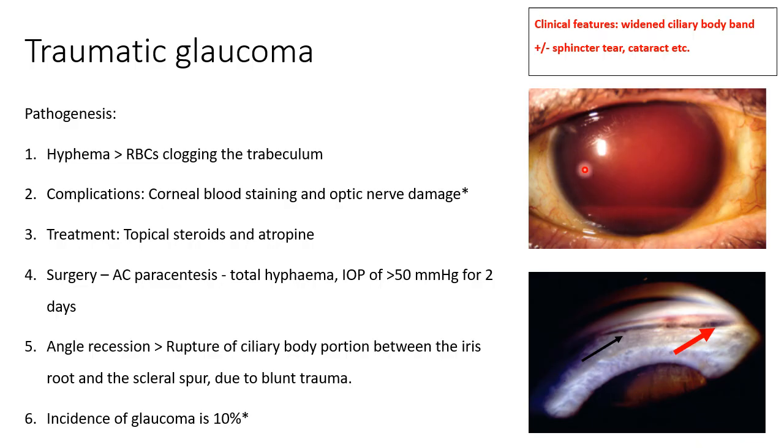So what happens in this case? There are RBCs clogging the trabeculum, causing a rise in IOP. What complications can happen if there is a very prolonged hyphema? It can cause corneal blood staining and optic nerve damage.